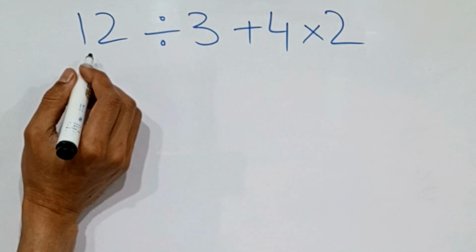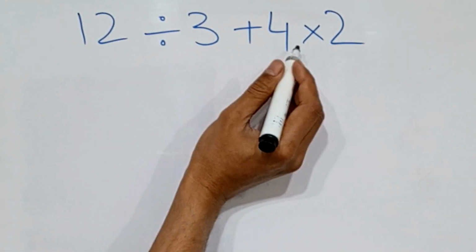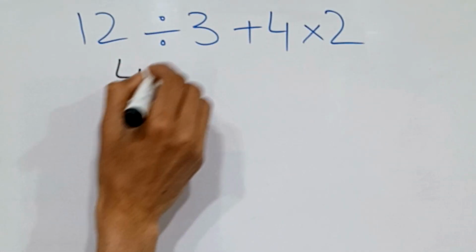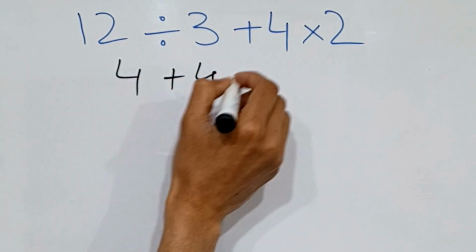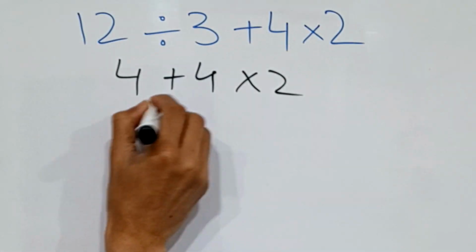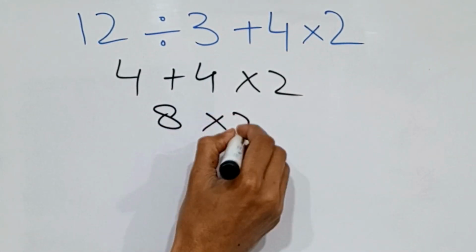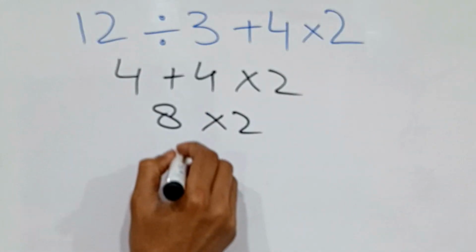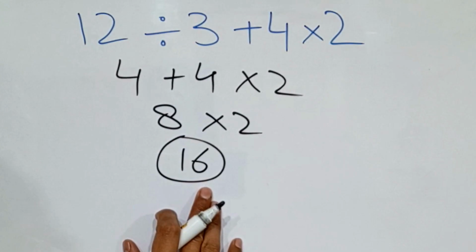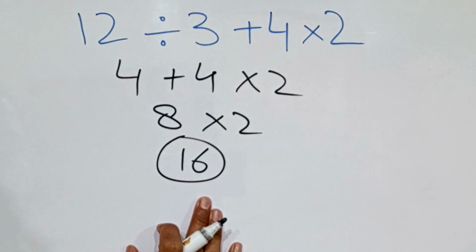Hey guys, we have 12 divided by 3 plus 4 times 2. 12 divided by 3 equals 4, plus 4 times 2, right? Now 4 plus 4 equals 8, right? Times 2. And 8 times 2 equals 16, right? But this is wrong. Why is it wrong?